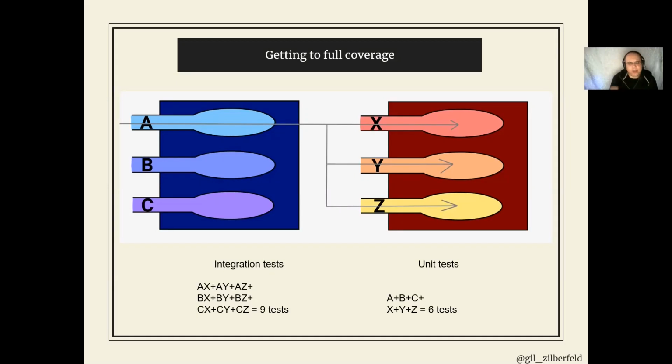So if we want to cover everything, we need, in an integration test, to cover A, X, Y, calling Z, all this, including if you sum it all up, it gets to 9 tests. If you do just the unit test, which means you test A, B, C, X, Y, Z in isolation, you get to 6. That's pure mathematics.